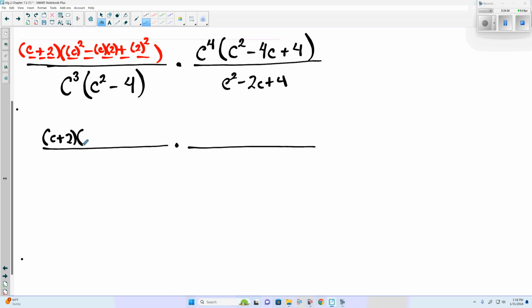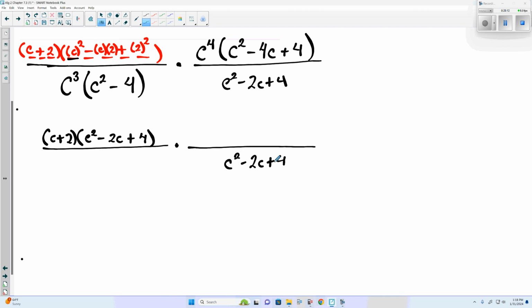So in the numerator for our first one, we do need to simplify: the quantity c squared, which is just c squared, minus c times 2, which is 2c, plus 2 squared, which is 4. A part of that statement does look familiar, yes? C squared minus 2c plus 4. We have it in the denominator on the other side, yes? Yes, sir. Cancel that out. So those will cancel out.